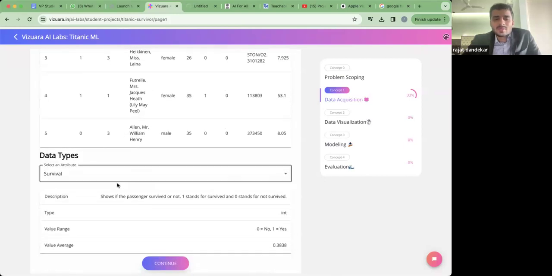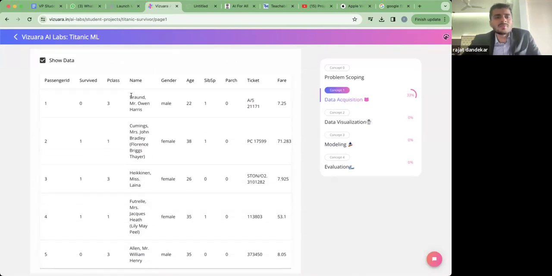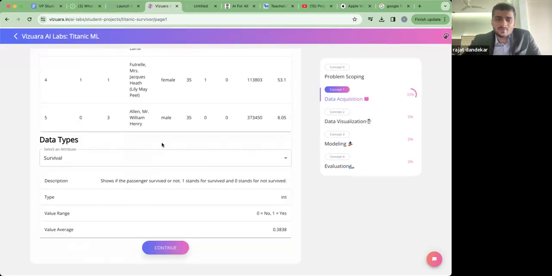Survival. Survival has two options, either 0 or 1. It shows if the passenger has survived or not. 1 stands for survived and 0 stands for not survived. For example, if you look at the first passenger, Mr. Owen Harris, the survival is 0 over here, which means that this passenger has not survived the incident.